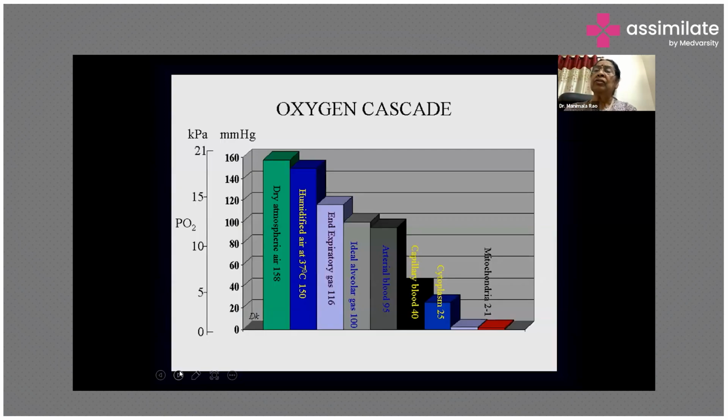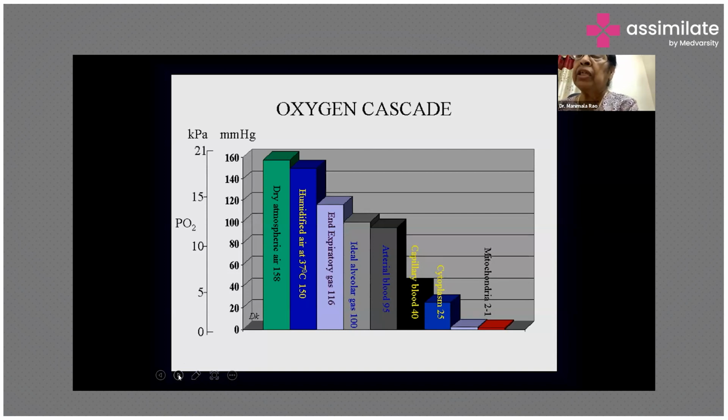This is just to remember your oxygen cascade, which comes from dry air, from 21% and 160 millimeters, down through humidification in the nose, then the expired air, then the alveolar air, and finally into the capillaries, the cytoplasm, and the mitochondria, where it is only 1 to 2 millimeters. That much oxygen is essential for energy buildup.